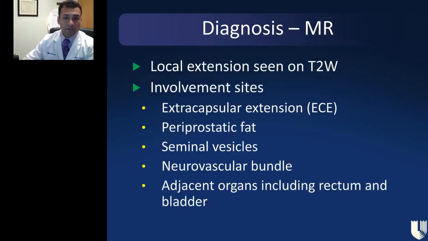Some of the other advantages of T2 weighted images allow us to talk about staging, specifically extracapsular extension or extraprostatic extension, involvement of the periprostatic fat, involvement of the seminal vesicles, which is key to diagnosing T3B disease, involvement of the neurovascular bundles, and finally involvement of the adjacent organs, including the rectum and the bladder.